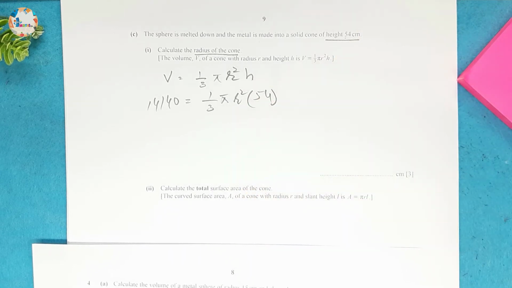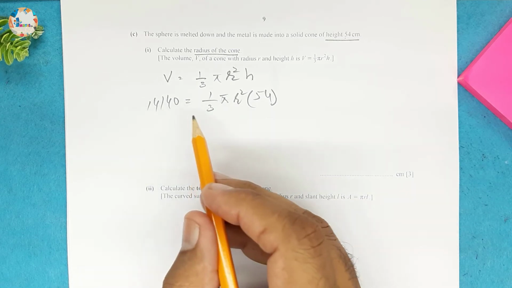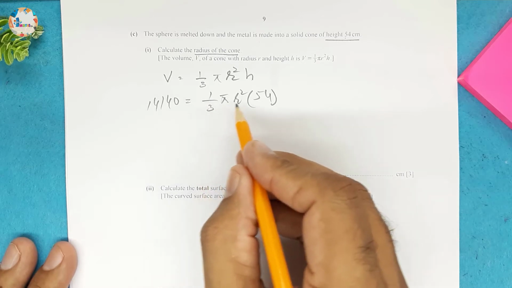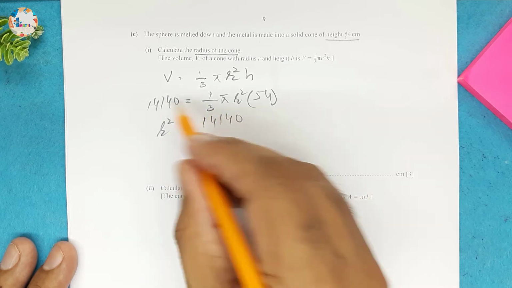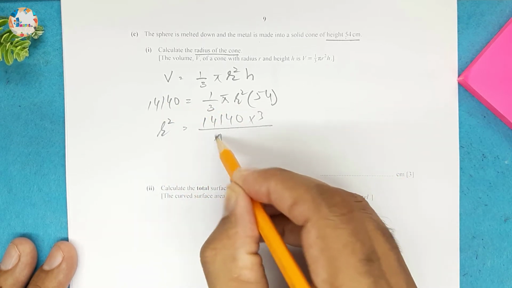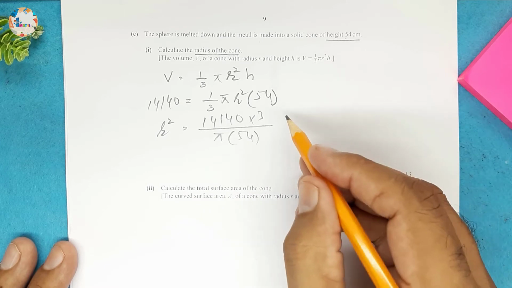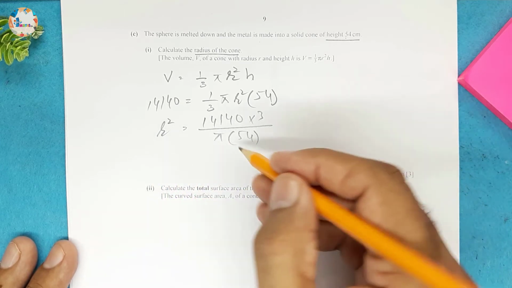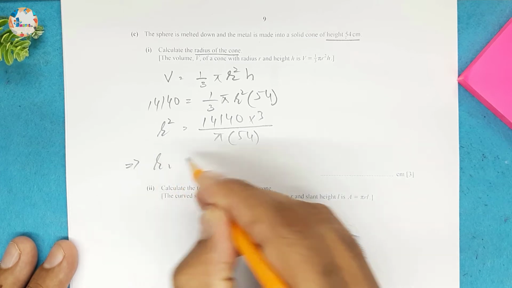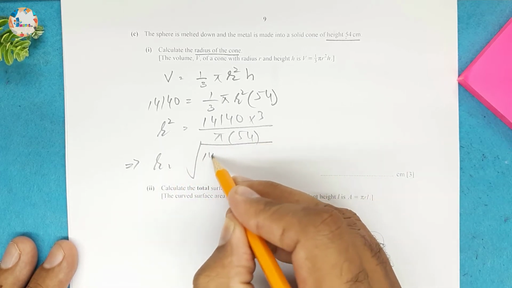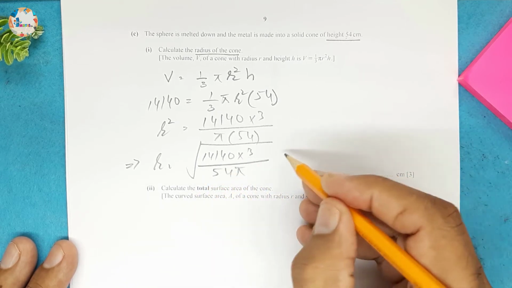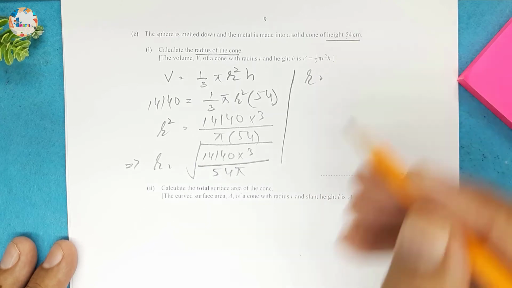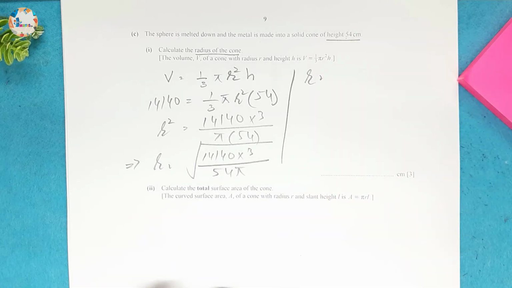Now we can find the radius of the cone by simplifying this formula. We'll make r the subject, so we'll write r squared is equal to 14140. This will go as the numerator, and pi and 54 will go as the denominator. Now this implies r will be equal to root of 14140 into 3 over 54 pi, and this one we can simplify with the help of a calculator.